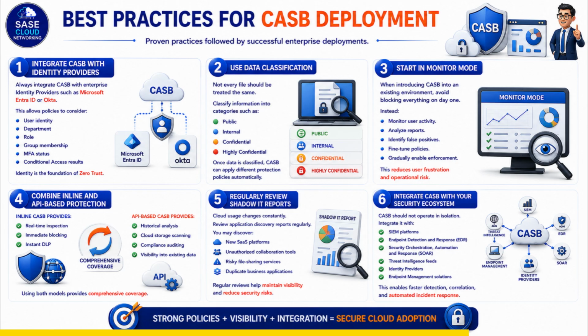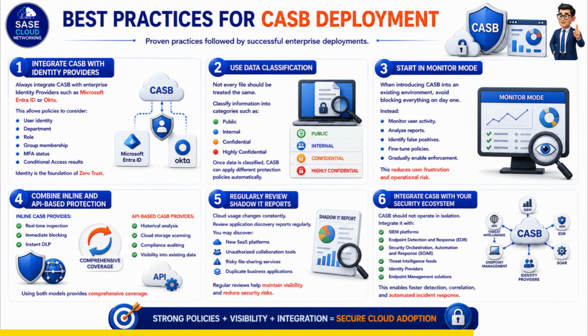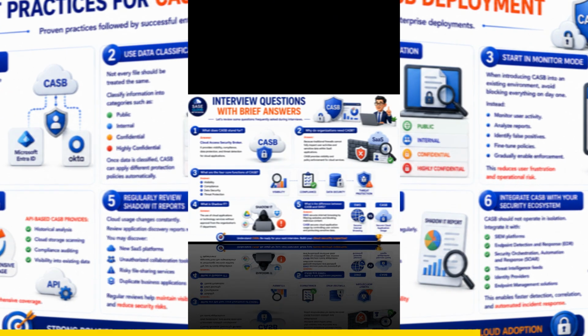6. Integrate CASB with your security ecosystem. CASB should not operate in isolation. Integrate it with SIEM platforms, endpoint detection and response, EDR, security orchestration, automation, and response, SOAR, threat intelligence feeds, identity providers, endpoint management solutions. This enables faster detection, correlation, and automated incident response.